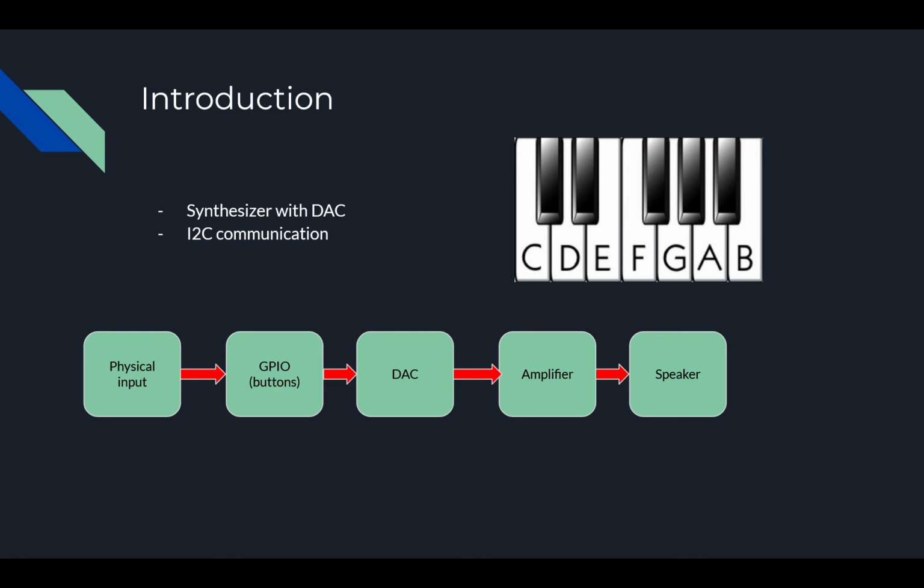Below is a basic block diagram of what our system does. Our system first takes in physical input, and then through the configured GPIO of the microcontroller is able to read what is going on and then output the respective data to the DAC, and the DAC then converts it into an analog waveform, which takes it to an amplifier, which prepares the signal ready to be played by the speaker.